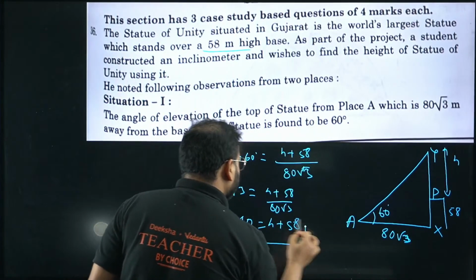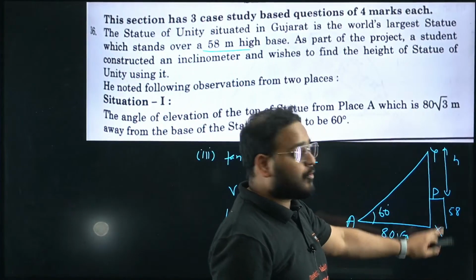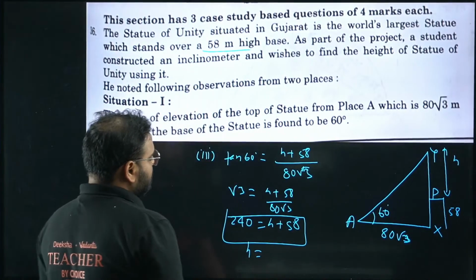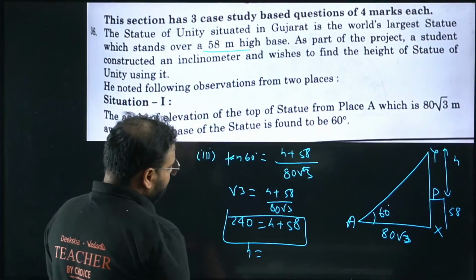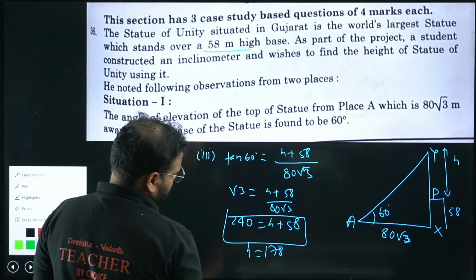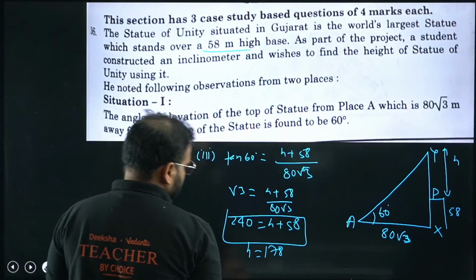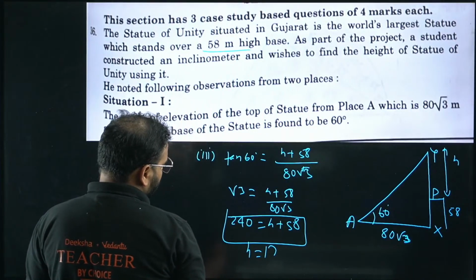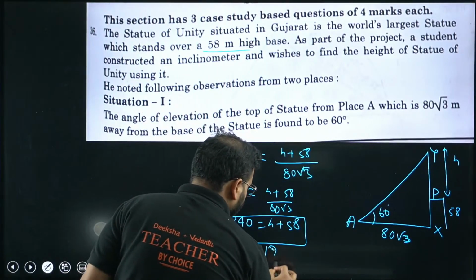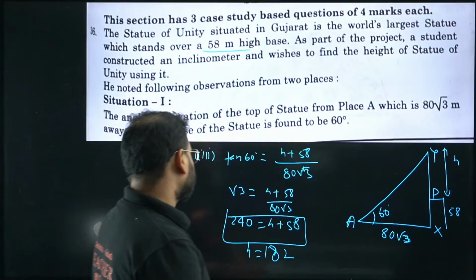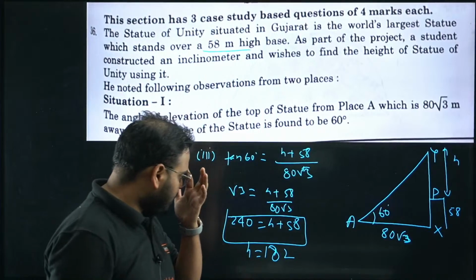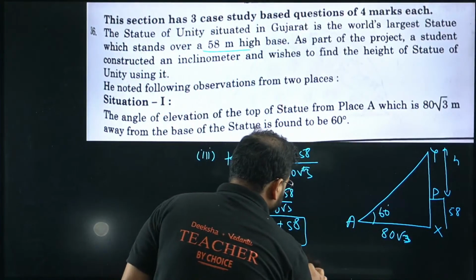Now this total value is nothing but the height of the statue including the base part. Only the statue will be how much? Your H will become 240 minus 58, no? So 182. Please check: 10 minus 8 is 2, 13 minus 5 is 8. So 182 meters is your height.